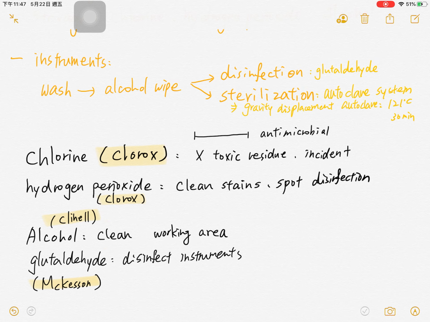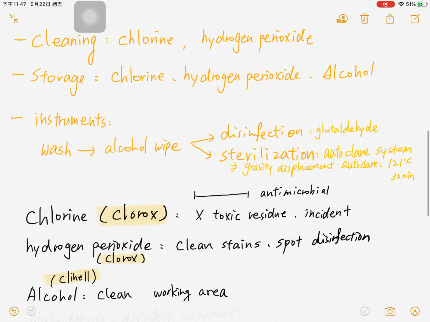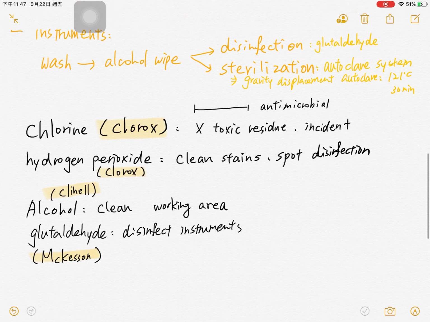And if these items are sent into the autoclave, I'm going to use a gravity displacement autoclave, which is going to be adjusted to 121 degrees and sterilized for 30 minutes. So above are the steps and the disinfectants I'm going to use, and the things that the cleaners or assistants should be careful and watch out for.